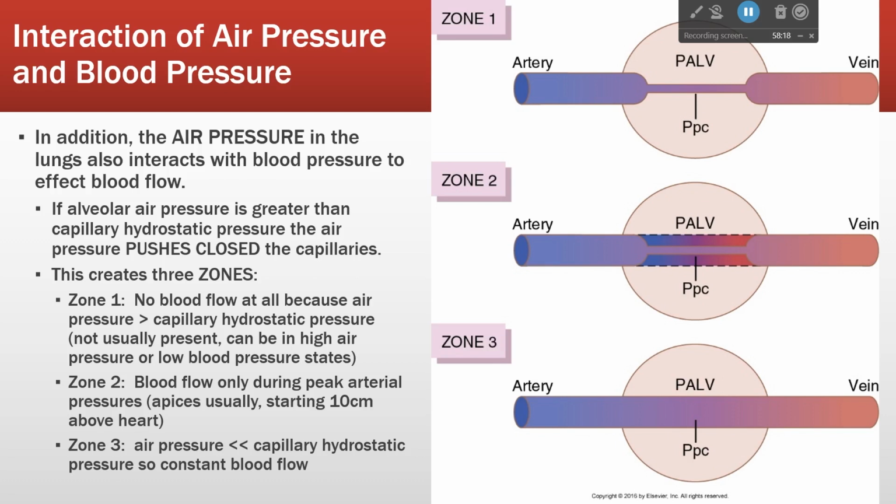Now, these zones can change depending on what you're doing. So if you exercise, you actually get more zone 1 and less of zone 3, for example. But we'll talk about effects of exercise in a different talk when we do regulation.